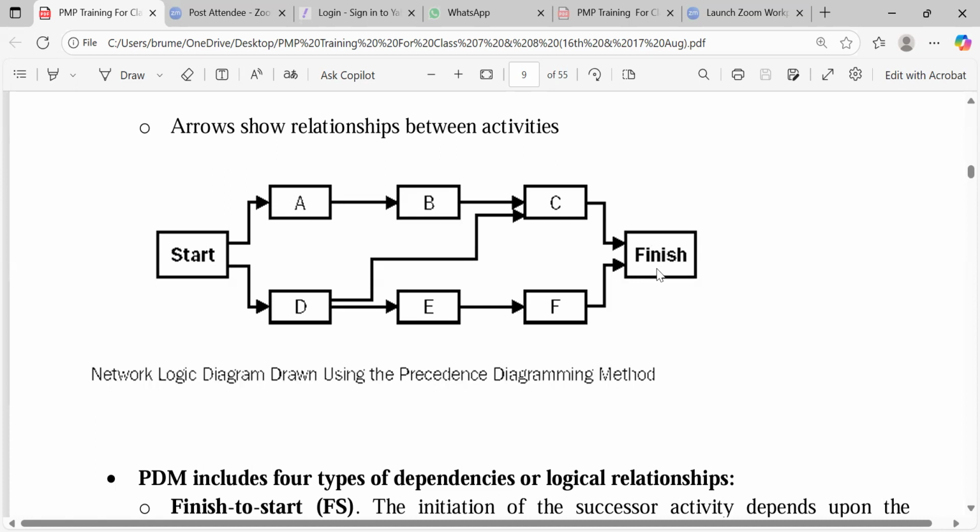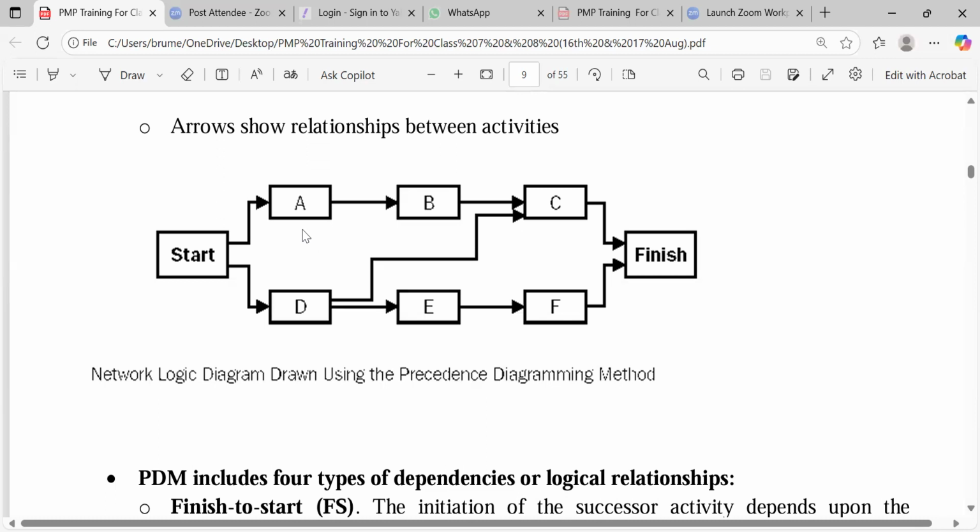Making 3 paths to this network diagram, which means we can do things in 3 different ways to get to the end of the project. Then now, what is the critical path? The critical path is the longest duration.